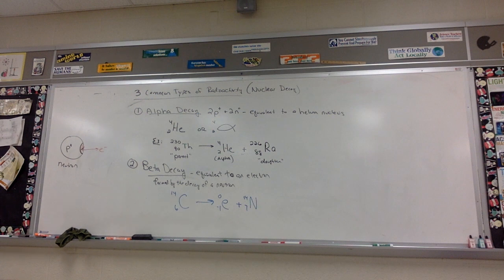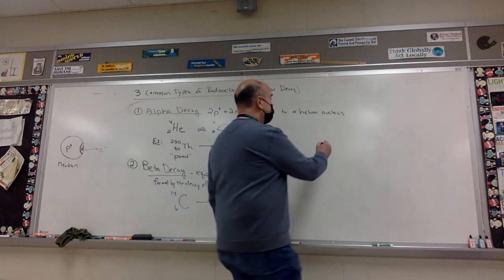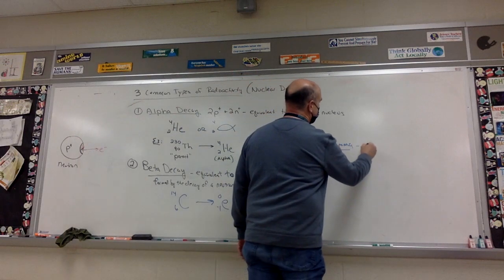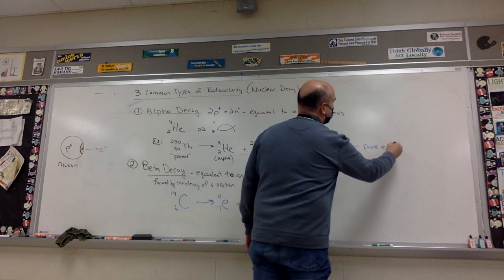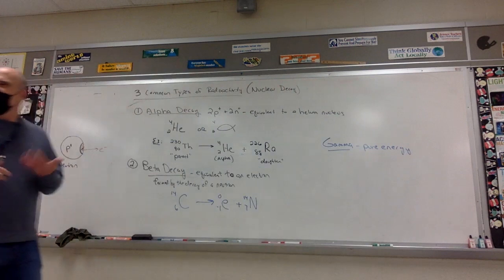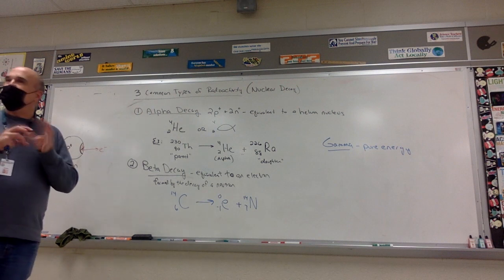Questions on that? And then a third most common type that we're not going to do in the activity that we're doing today, a third most common form is gamma. But gamma is pure energy. Okay, so there's no particles involved, it's just high energy given off. The way that occurs is the nucleus just rearranges itself.